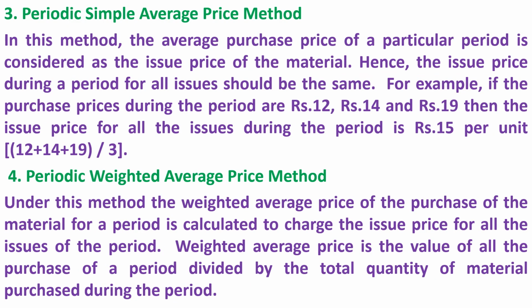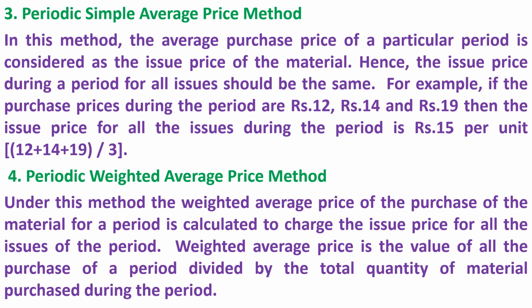3. Periodic simple average price method. In this method, the average purchase price of a particular period is considered as the issue price of the material. Hence, the issue price during a period for all issues should be the same. For example, if the purchase prices during the period are 12 rupees, 14 rupees and 19 rupees, then the issue price for all the issues during the period is 15 rupees per unit, 12 plus 14 plus 19 by 3.